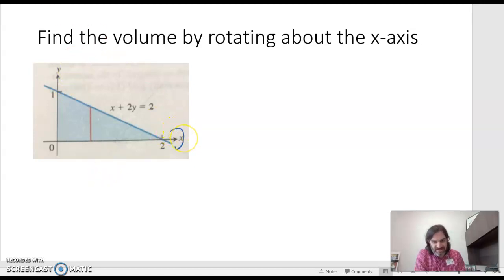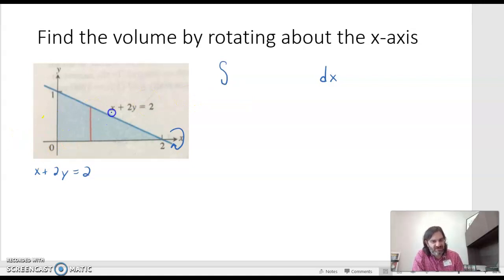Around the x-axis would be here. So the figure is the line bound by x plus 2y equals 2. If we go around the x-axis, we want to integrate in terms of x. So go back to your formula: if we go around the x-axis, we want to integrate in terms of x, so our endpoints are going to be in terms of x.